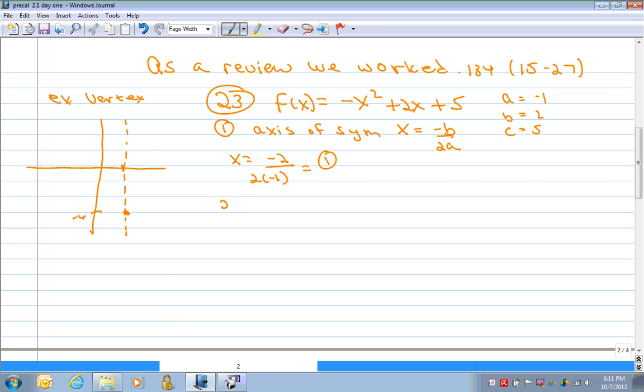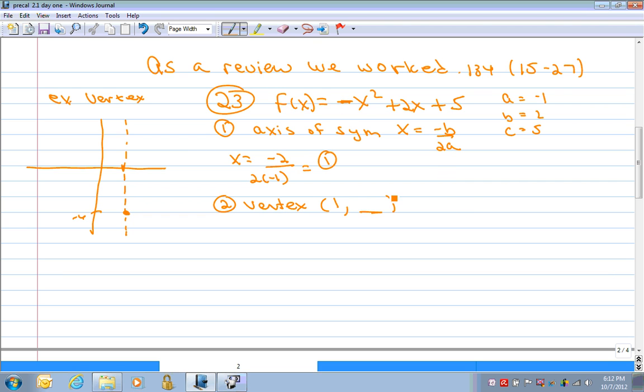The second step is to find the vertex. Well, we know in our vertex that the x value is 1, so we're just going to plug that in for all the x's. Be really careful when you do this when you have a negative. And we're going to take care of that negative when we solve in just a minute.